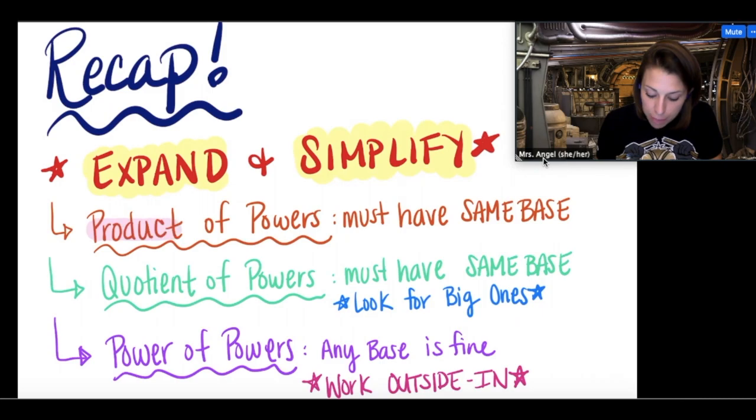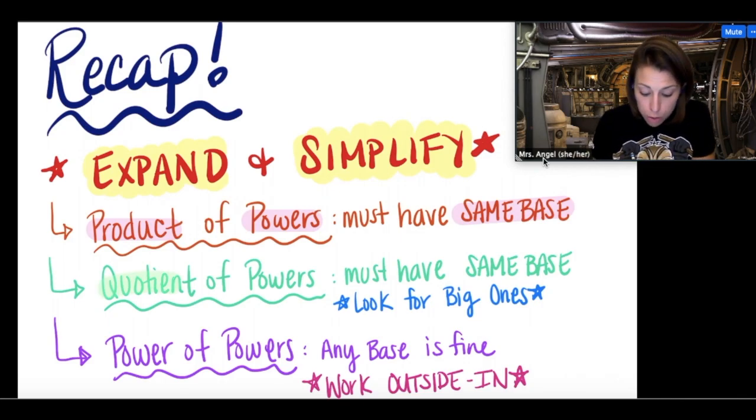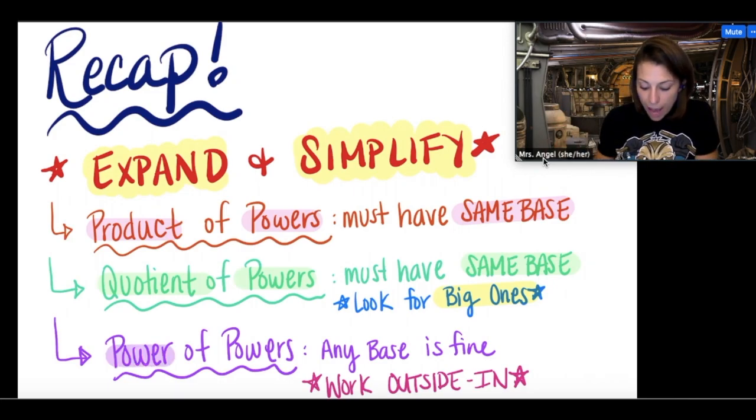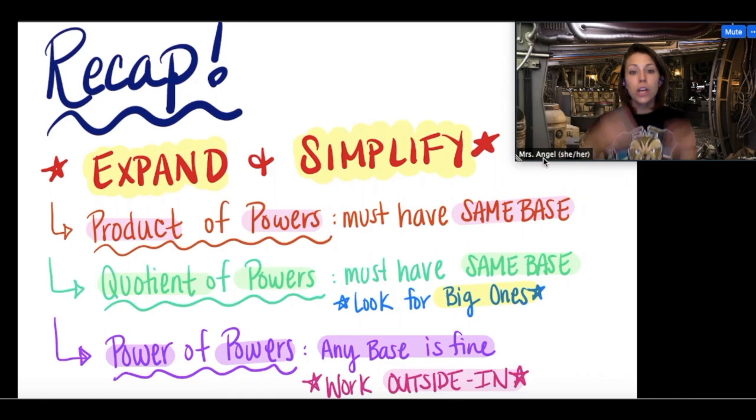In a product of powers, which means you are multiplying, to simplify, they must have the same base. If they have different bases, you cannot simplify, write them as a single power. In a quotient of powers, where you are dividing two powers, they must also have the same base. Without the same base, you cannot simplify. And then in that case, you're also looking for those big ones, same number in the numerator and denominator. Finally, in a power of powers, any base is fine, but make sure that you are working outside in. You start with the outside exponent and expanding the first power, then go in and expand what's inside the parentheses.